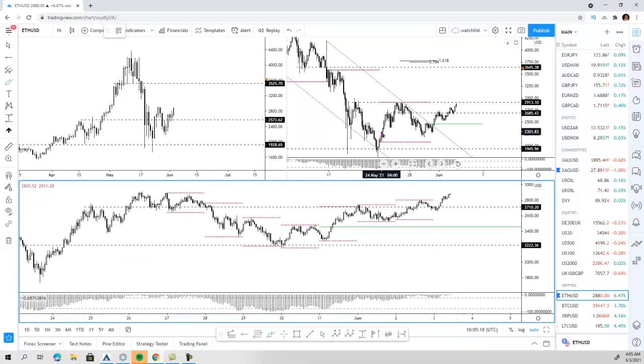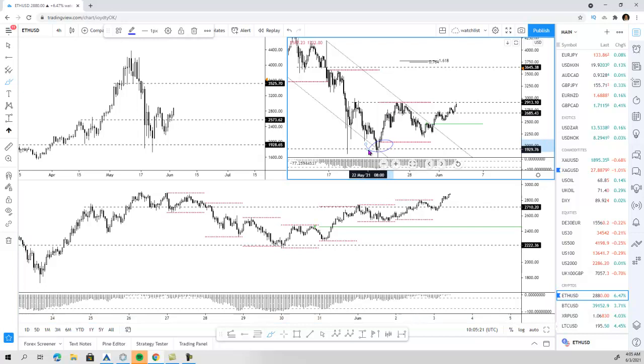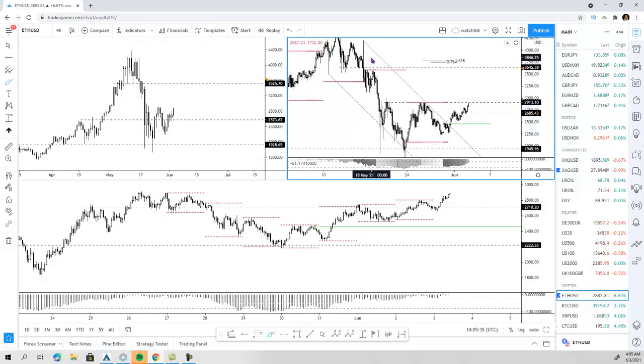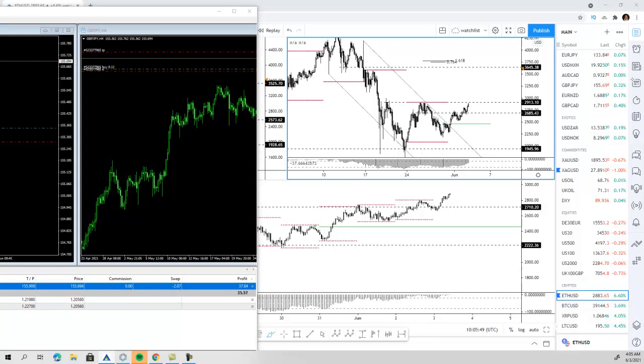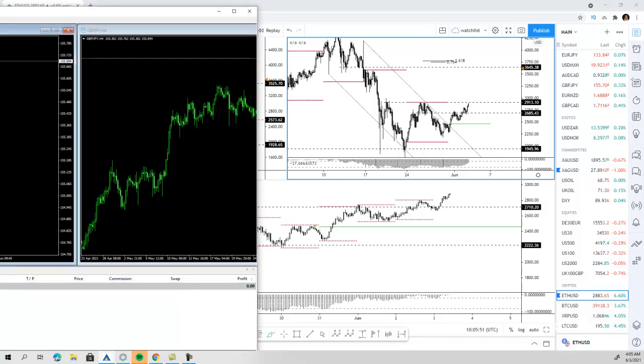Why? Because I got long here at the bottom of the move, and I added somewhere here, right? And my positions in Ethereum are long term, so I'm not going to be taking profits anytime soon. But this very structure held. When it broke to the upside, this is where I bought, and again I bought today on the break of today's highs. The reason that I'm telling you this is because of what we are going to do.